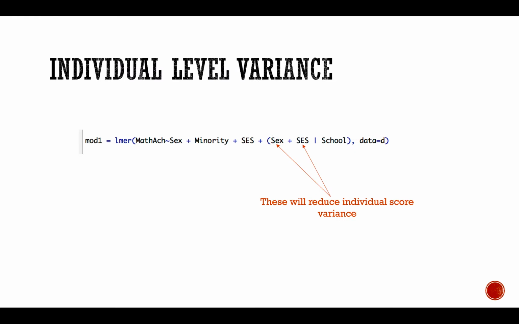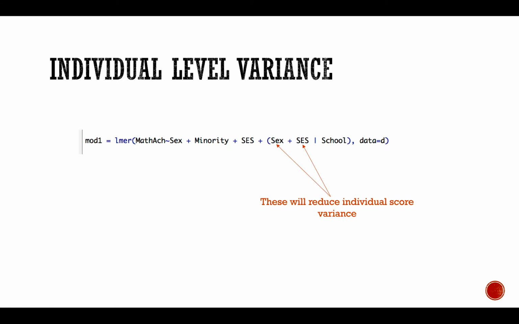Now let's talk about the individual level variance. So before we were talking about the fixed effects, which are the school level effects, and those are going to reduce our estimates of the variability of the intercept and the slopes. Now we're going to talk about the individual level variance. So we would expect that these predictors, sex and socioeconomic status, now let me take a big step back, big picture here. Remember, the fixed effects are, I totally lost my train of thought.